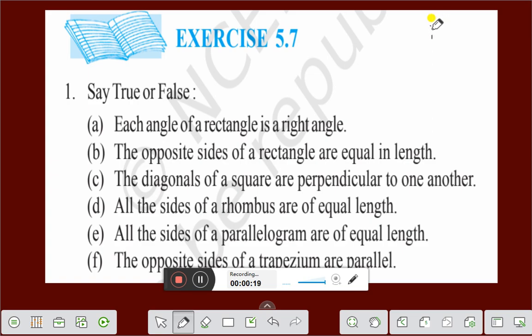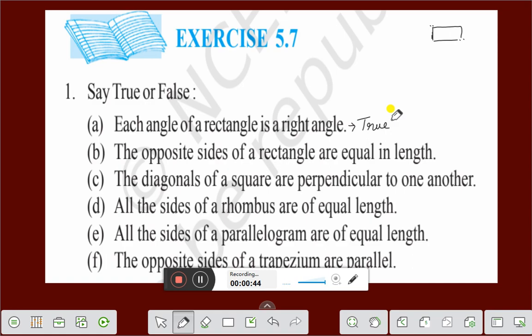If we draw a rectangle like this, and we know that each angle of a rectangle is a right angle, all the angles are 90 degrees, right? Therefore, you can say it is true. In the property also, we read that all the angles of a rectangle are right angles.